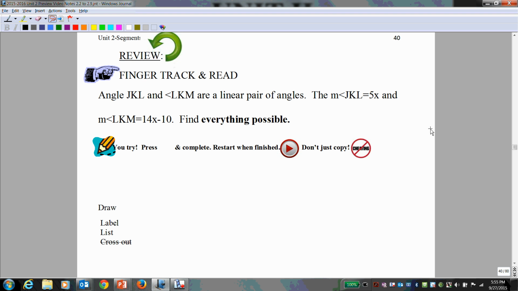Review. You have angle JKL and LKM are a linear pair of angles. The measure of angle JKL is 5x, and the measure of angle LKM is 14x minus 10. Find everything possible. Press pause, complete, restart when finished. Don't just copy. Pause.